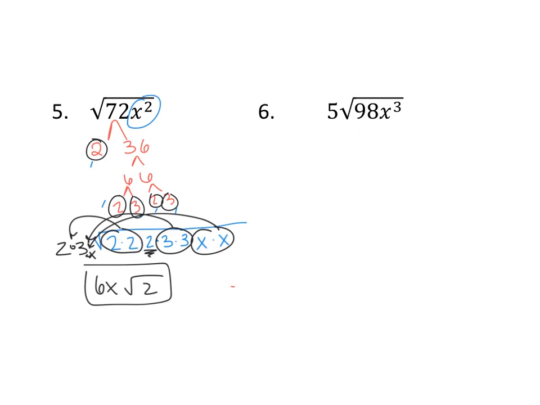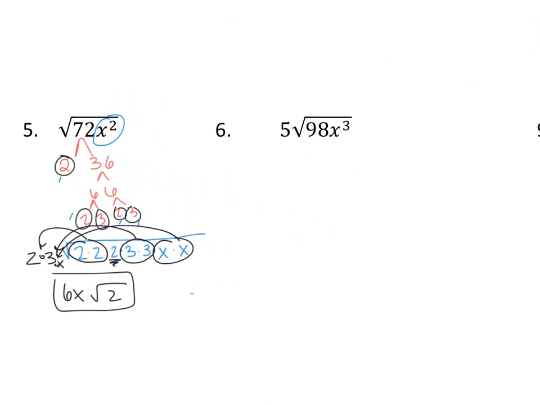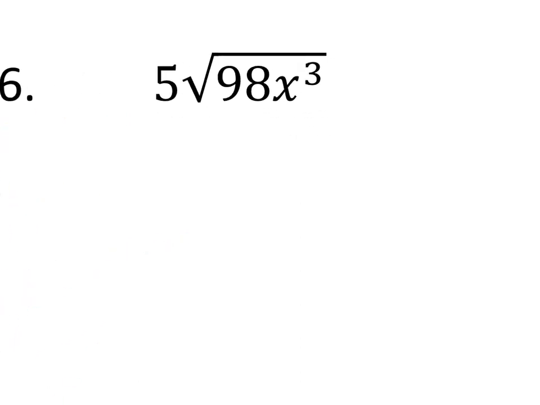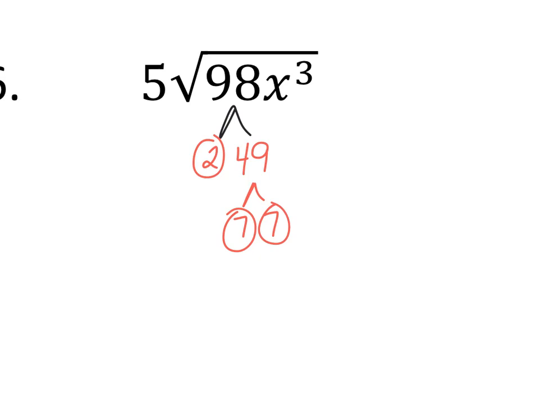Now, number 6 is a little more challenging. What I'm going to recommend is that we actually pretend that the 5 is not there. What we're doing for this example is 5 times the square root of 98 times x to the third. All we're going to do is just focus on this 98. I know that 49 and 2 make 98. Circle my 2. And then I know that I have a 7 and a 7 that make 49, and those are prime. I now do my 5 on the outside, and I put all my circled numbers on the inside.